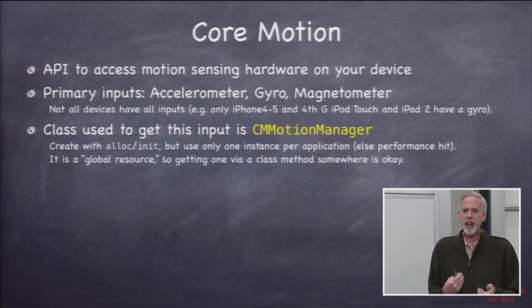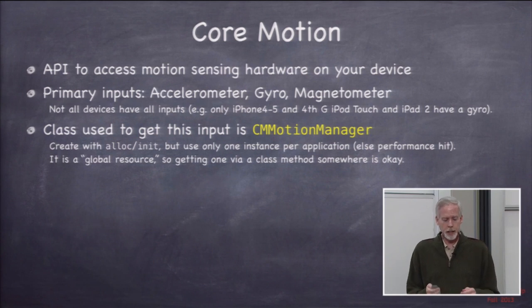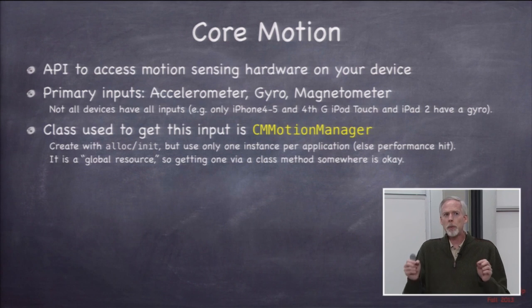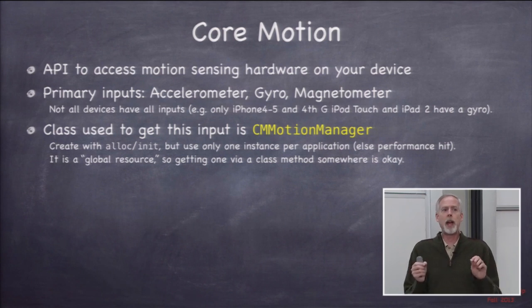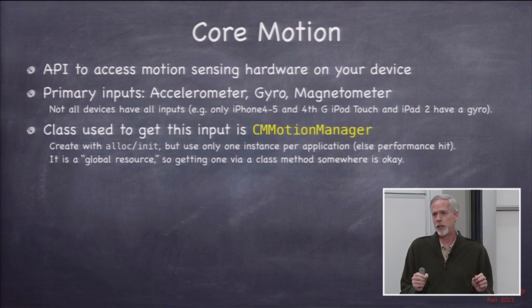The class that you use to get this information about your device is called CMMotionManager, kind of similar to CLLocationManager, which is how we got where the device is in the world. And you create it just with alloc init. You have to be a little careful with this thing because you can't really have two different places in your app alloc initing one of these and asking for different information rates, because the rate at which it's going to report its information really is something that your whole application needs to be on the same page about, okay?